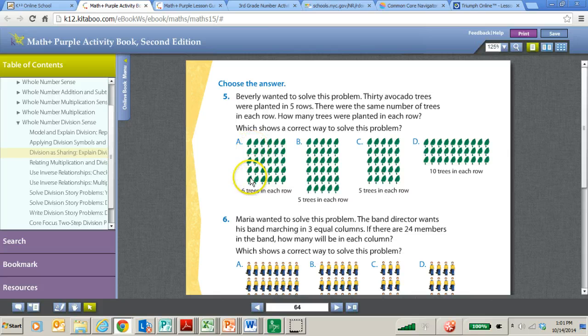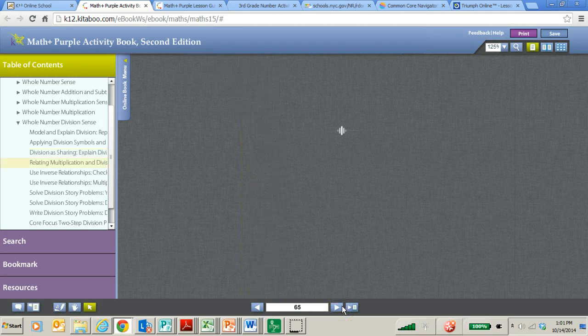So we have 5 rows here with 6 in each row. We have 5 columns. We have 5 with 5 in each row. So we want students to be able to relate these arrays, even though you usually think of arrays as a multiplication problem. We want them to think of the total amount and divide it out. So we have 5 times 6 equals 30. Or 30 divided by 5 equals 6 in each row.